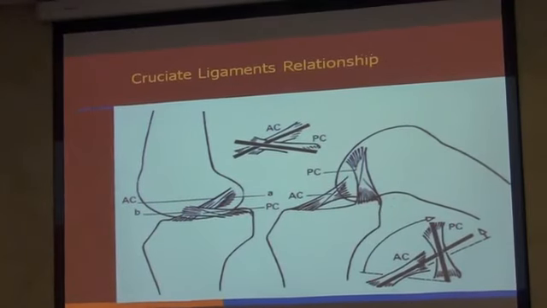Okay. Relationship between the medial collateral ligament and the external collateral ligament.